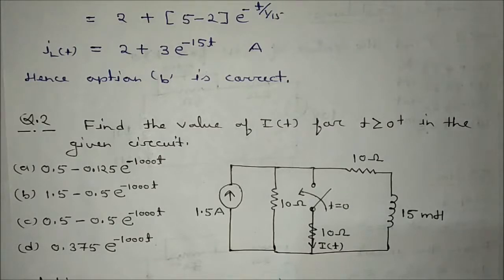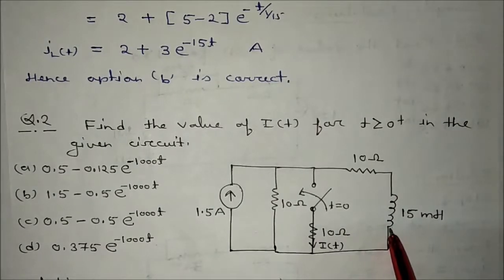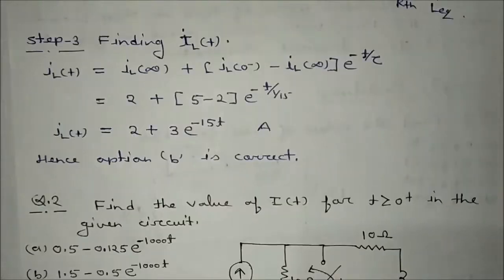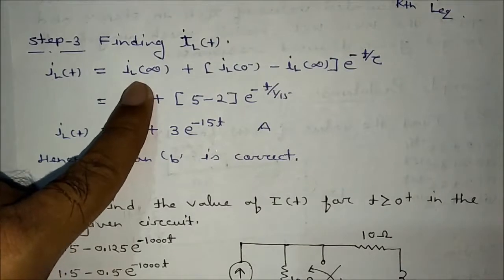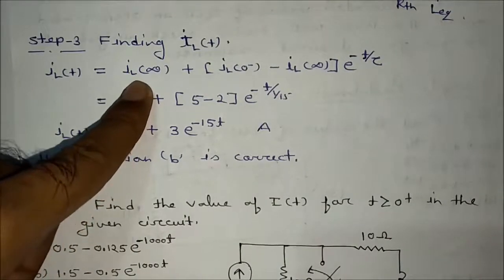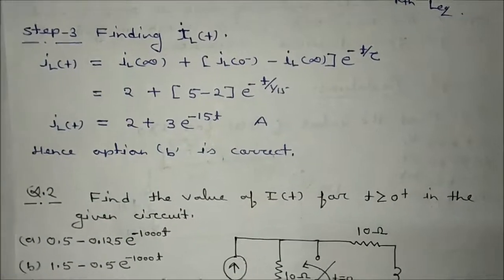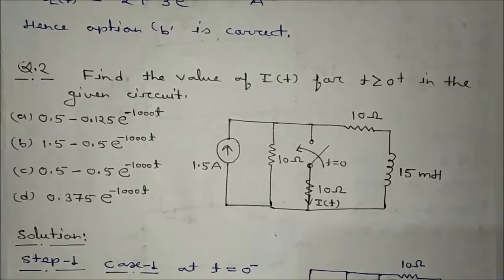whenever some different response has to be calculated, first we will calculate the current flowing through the inductor. First you will calculate the value of iL(t) using this expression: iL(infinity) plus [iL(0 minus) minus iL(infinity)] e to the power minus t by tau. Then after that calculate the other response that has been asked. So forget about i(t), just calculate the value of iL(t) in the given figure.